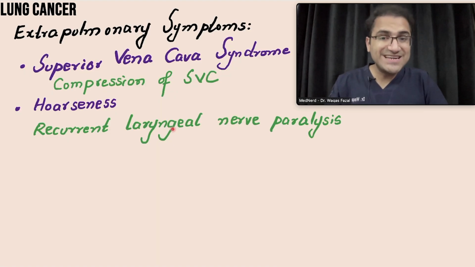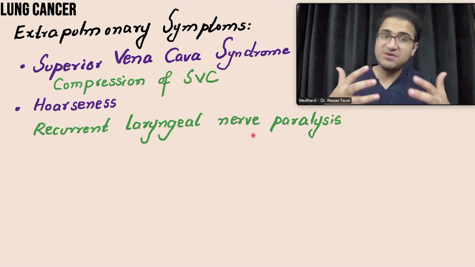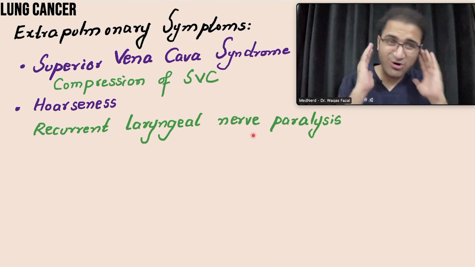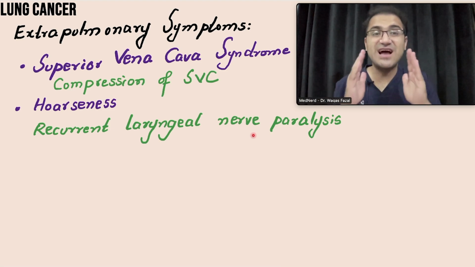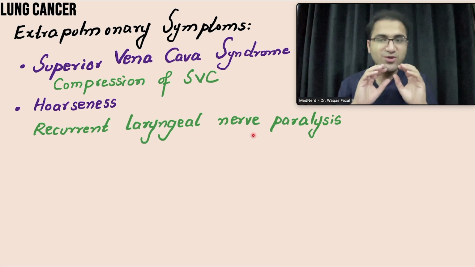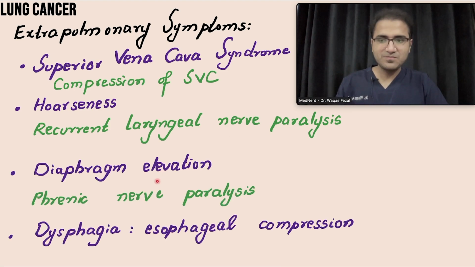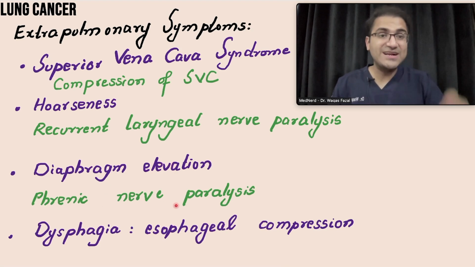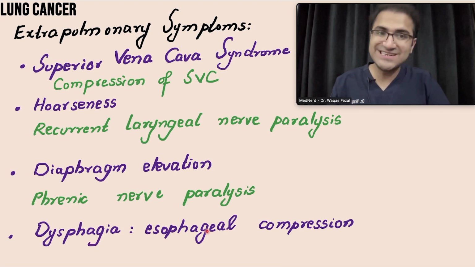When the mass involves the recurrent laryngeal nerve, the patient will have hoarseness. And remember, if the patient has hoarseness and lung cancer, this shows that this is an unresectable lung cancer. Usually hoarseness is a sign that this is an unresectable cancer. Diaphragm elevation can occur whenever it involves the phrenic nerve, and it causes paralysis of the phrenic nerve and paralysis of the diaphragm. Lung cancers can grow backward and cause esophageal compression, resulting in dysphagia.